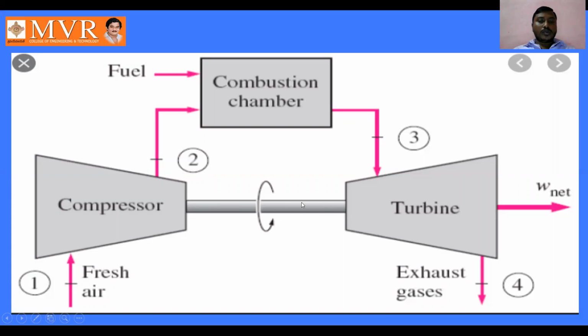The shaft is going to rotate here. See here, the compression takes place, and the compressed air is sent into the combustion chamber. In the combustion chamber, combustion takes place as the fuel and the air enter into the combustion chamber. Both the air-fuel mixture enter the combustion chamber, and the ignition takes place for completing the combustion process.